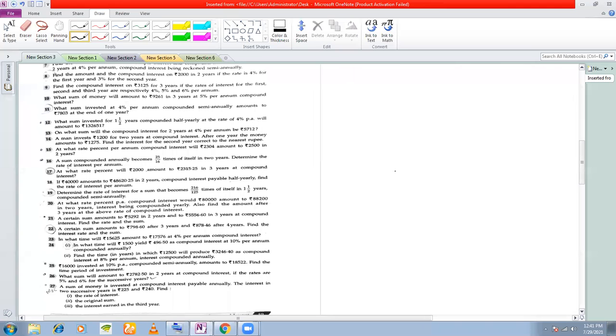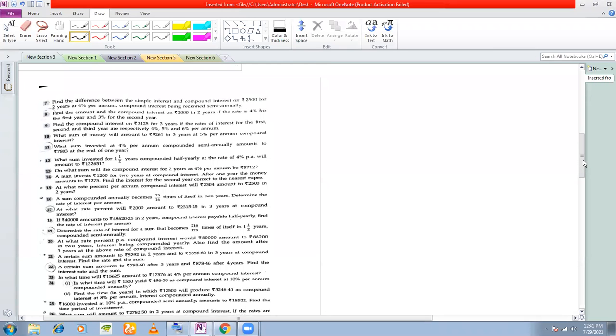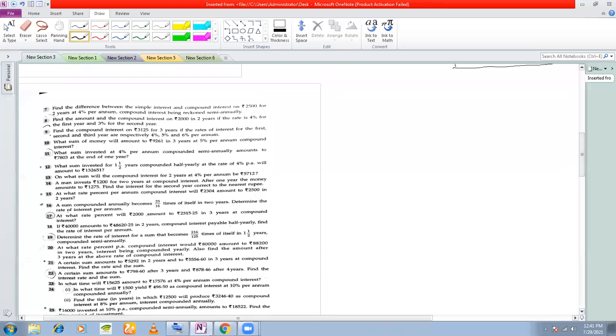I think this is question number 9. Okay, in the exercise, see question number 9. If you can read from here, it says find the compound interest on rupees 3,125 for 3 years if the rate of interest for the first, second, and third year are respectively 4%, 5%, and 6% per annum.